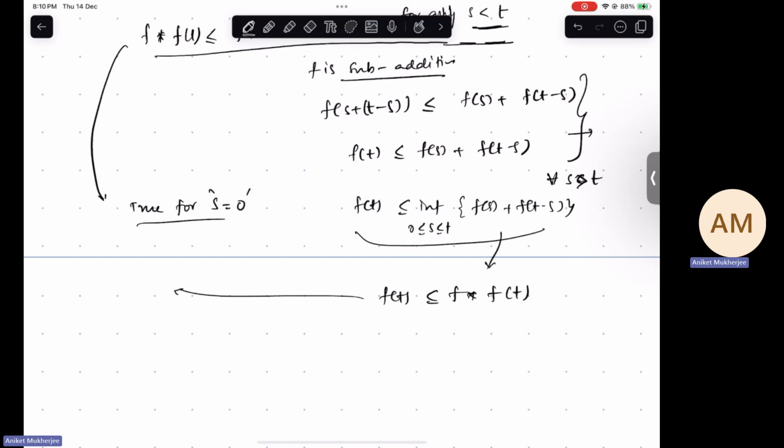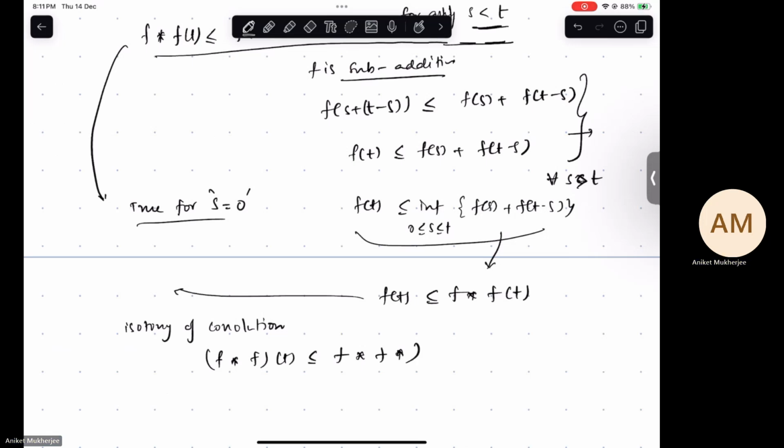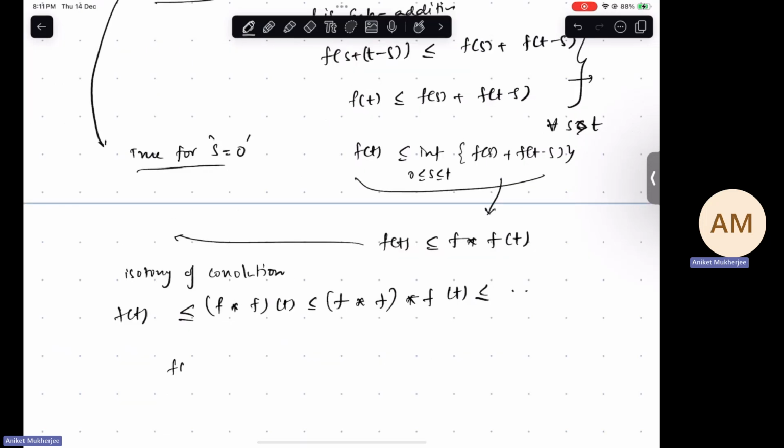Now from this we use isotony of convolution, and we get f convolution f of t is less than or equal to f convolution f convolution f of t. Similarly, this goes on both sides. This is all because f is subadditive, right? We have used that f is subadditive and we have got this. So we finally got f of t is less than f star of t.